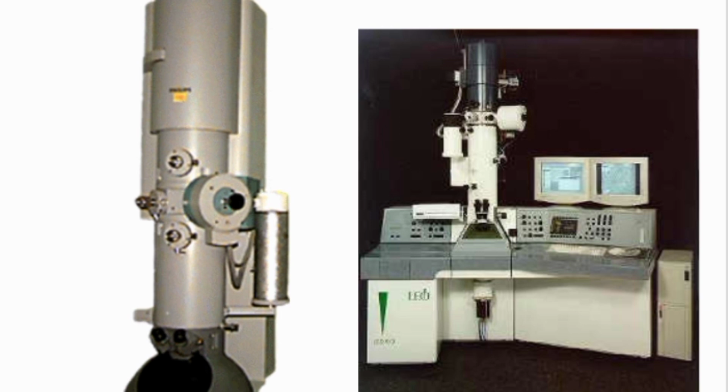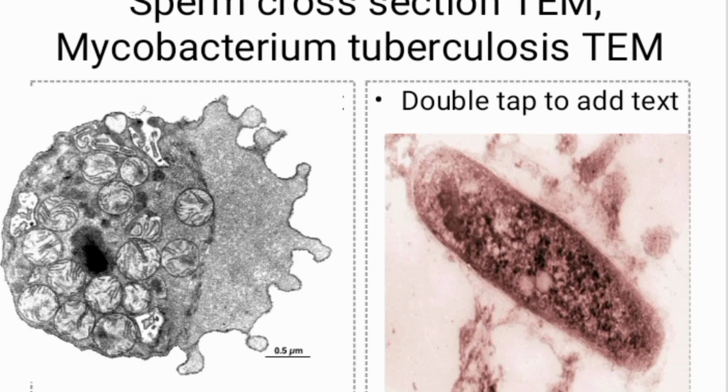Let's look at the images formed under a transmission electron microscope. You can see the sperm cross section under it. Mycobacterium tuberculosis. You can see the image formed.